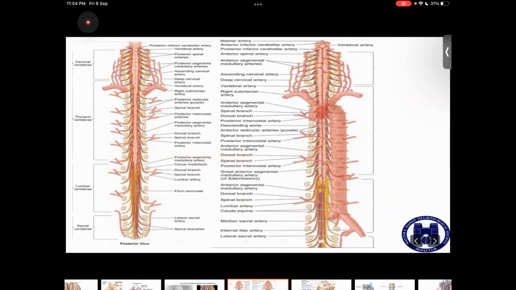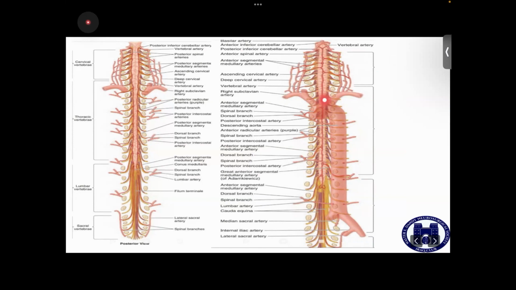Here we can see that the two vertebral arteries contribute to the anterior spinal artery. The vertebral arteries, or posterior inferior cerebellar arteries, contribute to the two posterior spinal arteries alongside the posterior median sulcus, and then continue downward. We also have the segmental spinal arteries contributing to the anterior and posterior radicular arteries, the anterior and posterior segmental medullary arteries, and the Adamkiewicz artery. This is about the arterial supply.